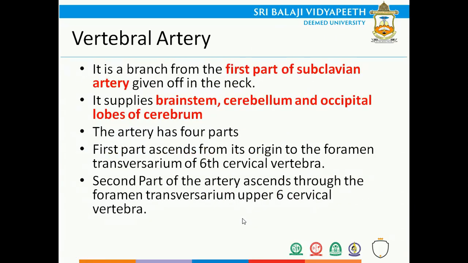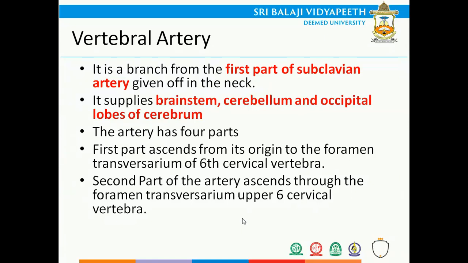Then the next artery, which is seen below, closer to the foramen magnum, is the vertebral artery. It is an artery that ascends upwards from the cervical region. It is a branch from the first part of the subclavian artery.